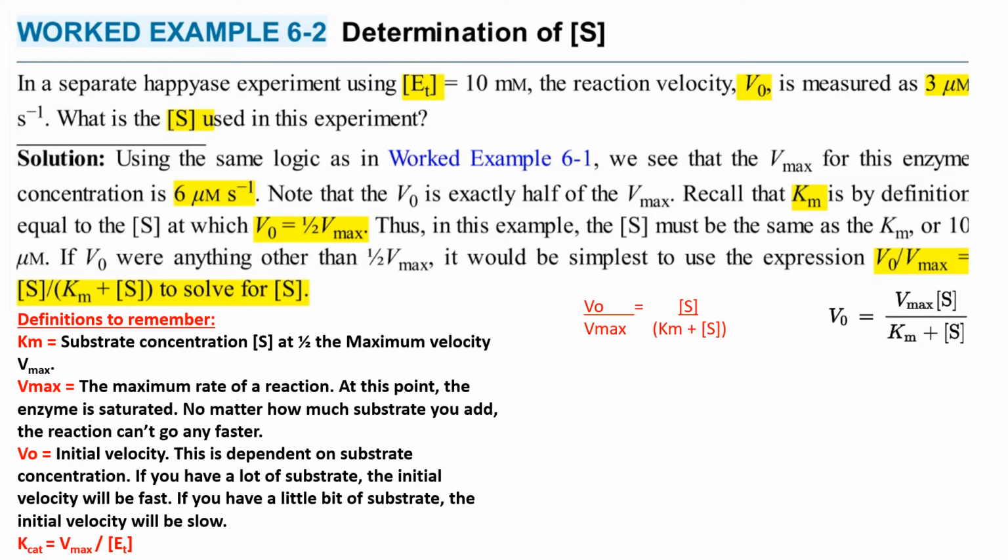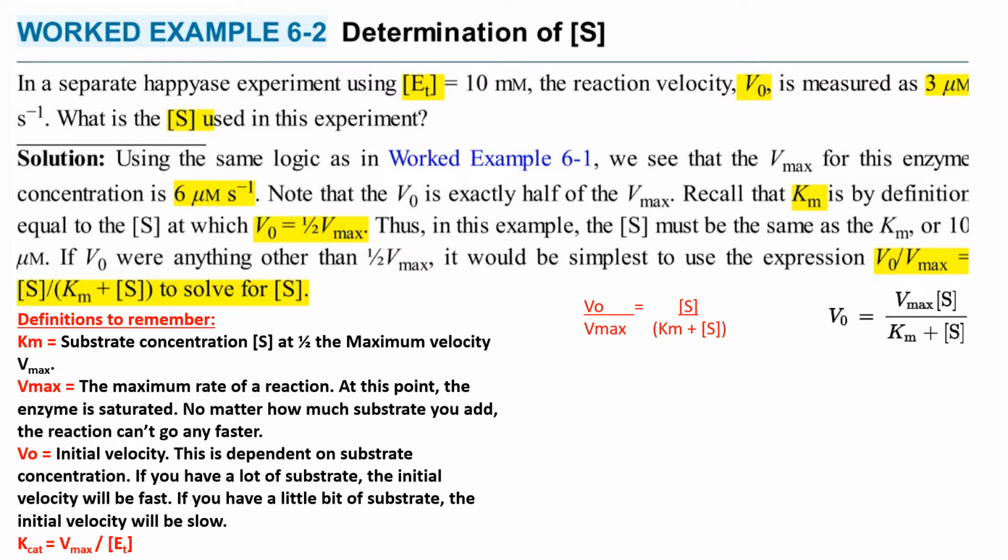The Vmax is the maximum rate of a reaction. At this point, the enzyme is saturated. No matter how much substrate you add, the reaction can't go any faster. The V0 is the initial velocity. This is dependent on substrate concentration. If you have a lot of substrate, the initial velocity will be faster. If you have a little bit of substrate, the initial velocity will be slower. The Kcat is equal to Vmax divided by the total enzyme concentration.